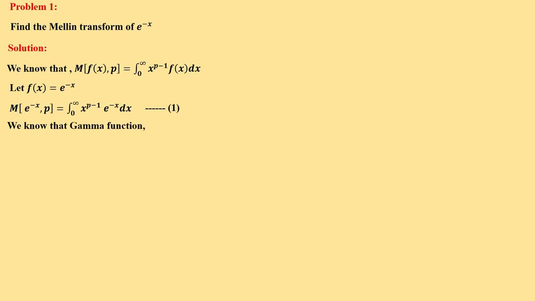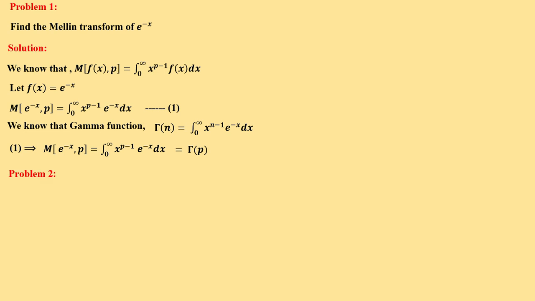We know that the gamma function, gamma n, is equal to integral 0 to infinity x power n minus 1 e power minus x dx. So using this gamma function idea in equation number 1, Mellin transformation of e power minus x is equal to integral 0 to infinity x power p minus 1 e power minus x dx. So here instead of n you are having p, that is gamma p.